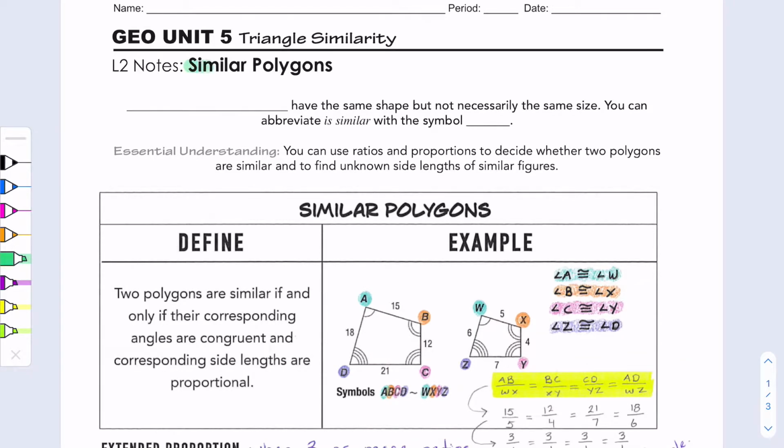Today we're learning about similar polygons. Similar figures have the same shape, but not necessarily the same size. You can abbreviate similar figures with the symbol. It looks like a squiggly line, just like that.